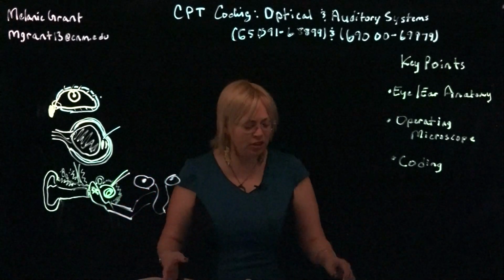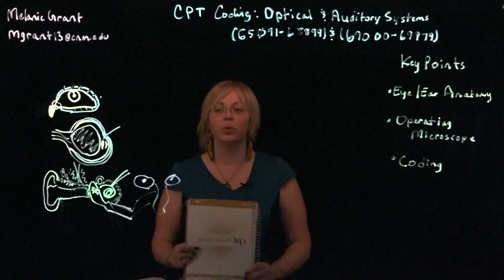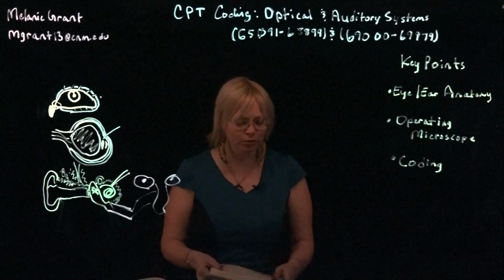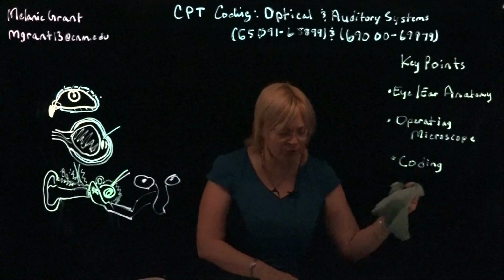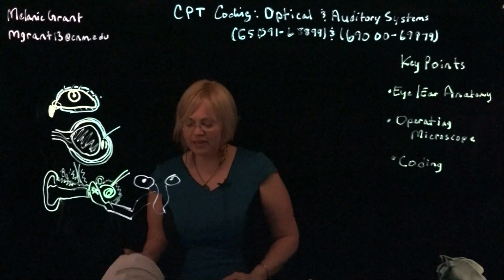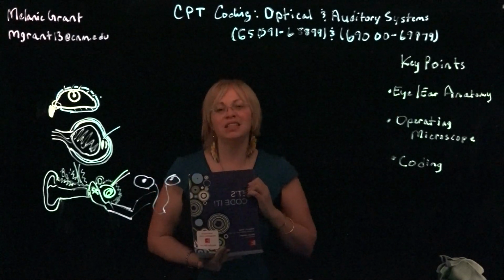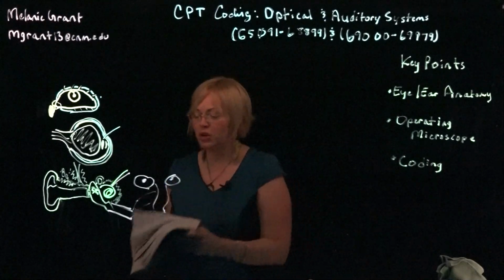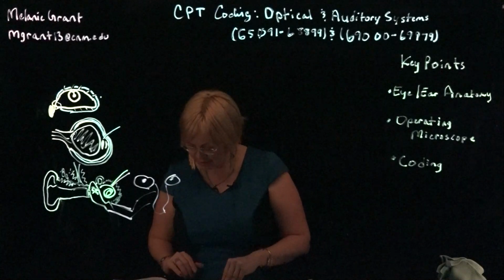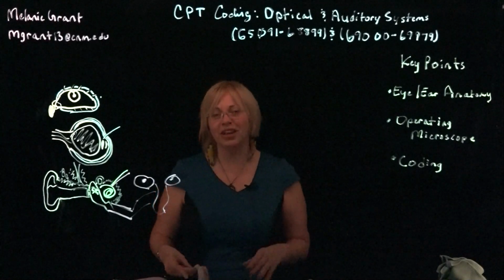The first thing I want to do is identify that we're looking at the CPT codebook for the 2019 edition from the AMA for the CPT Professional. We'll be looking at both eyes and ears starting on page 445 of the code book. I'm also using for this lecture the Let's Code It 2019 edition from McGraw-Hill. We'll be looking at chapter 25, section 13 and section 15 for our lecture today.